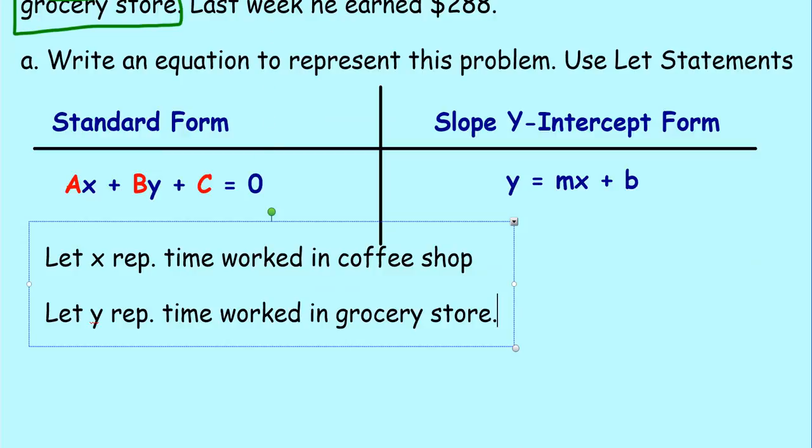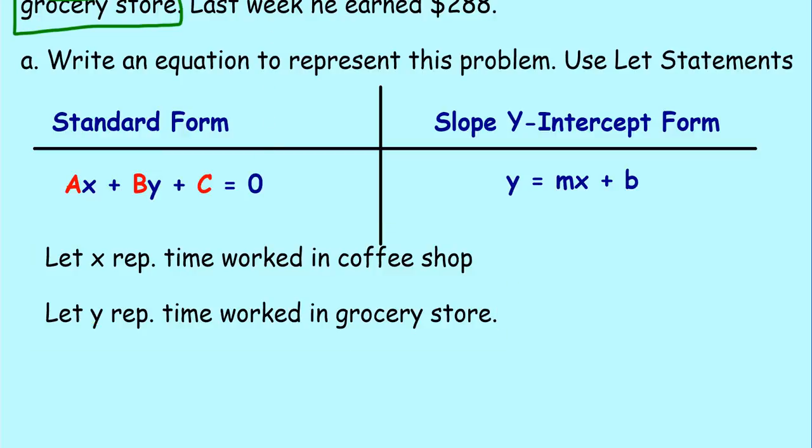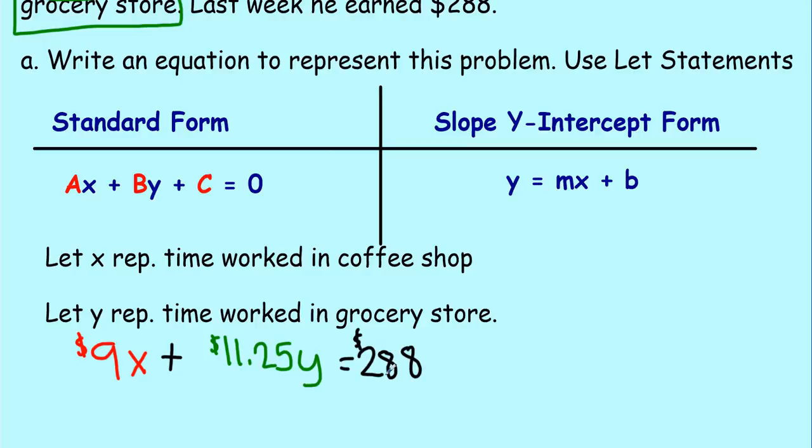So he gets paid $9 per hour for the coffee shop. So his pay is $9 per however many hours. I don't know how many hours that is, so I'm going to put x, plus however many hours he's worked at the grocery store. So he's paid $11.25 y for the number of hours, because he's not working the same hours at the coffee shop and the grocery store. That's why we have to have two different variables. And he made $288.